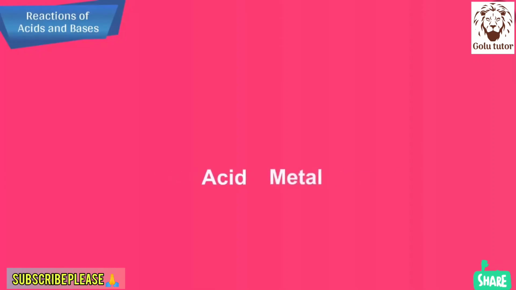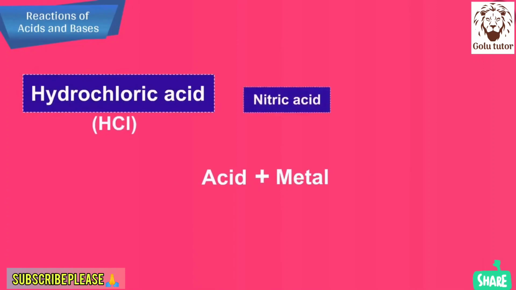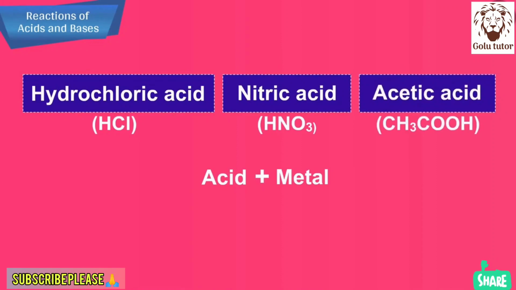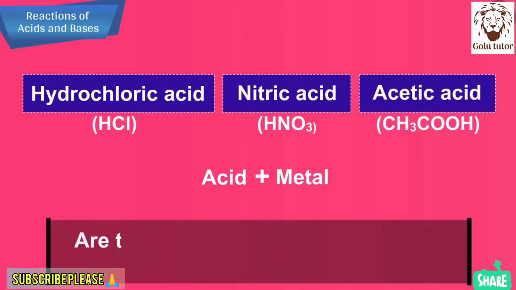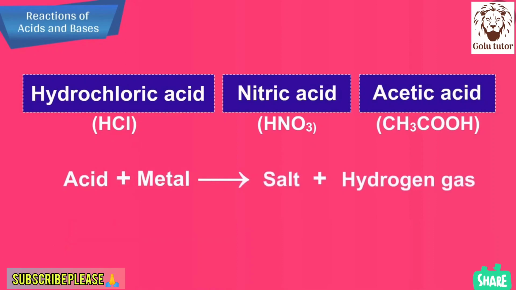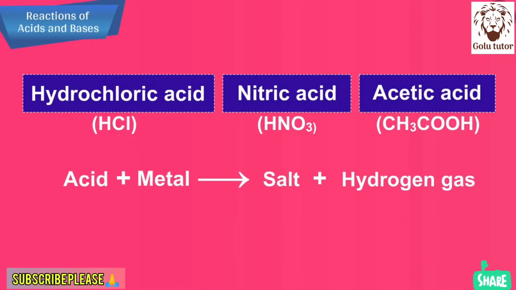Repeat this activity with some more acids like hydrochloric acid, HCl, nitric acid, HNO3, and acetic acid, CH3COOH. Are the observations in all the cases the same or different? You will observe a similar observation in all the cases. Therefore, we can conclude that metal reacts with acids to form salt and hydrogen gas.